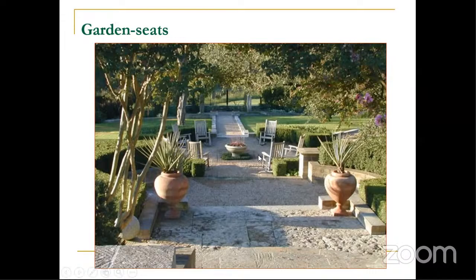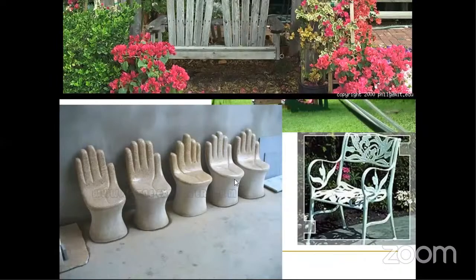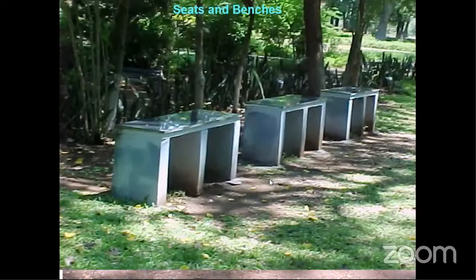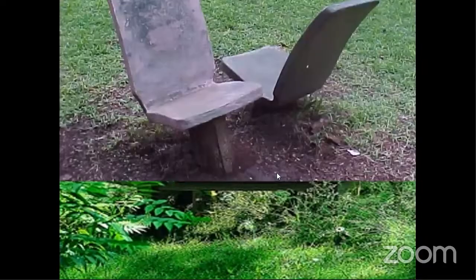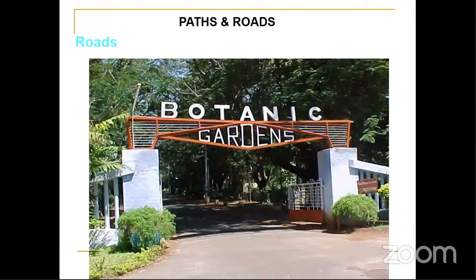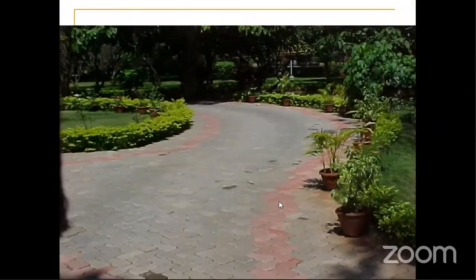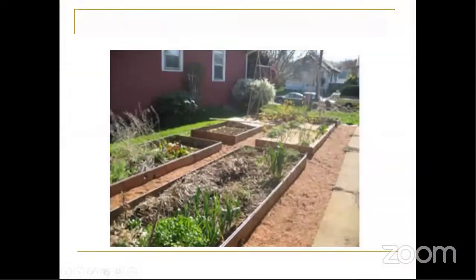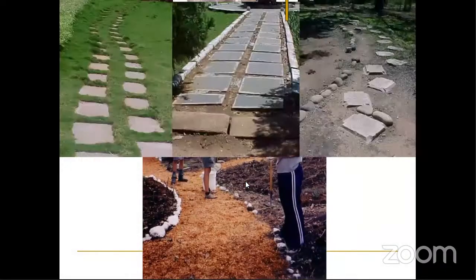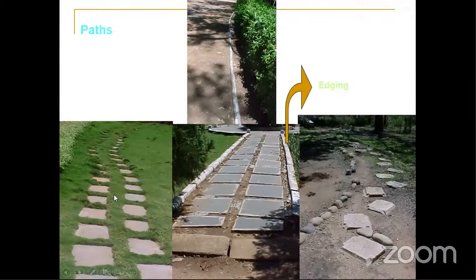These are all the garden seats. This is the home garden. So they keep chairs. If you visit the public gardens, they will keep concrete seats. These are the garden seats. Then paths and roads. These are concrete paths. These are stone paths. Here you observe the turf in combination with stone paths.